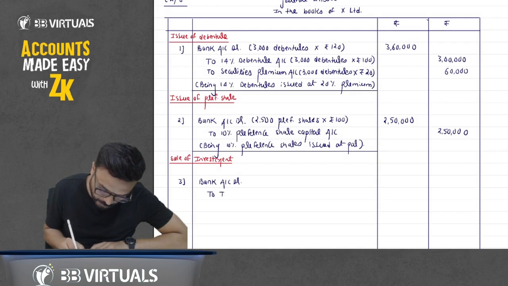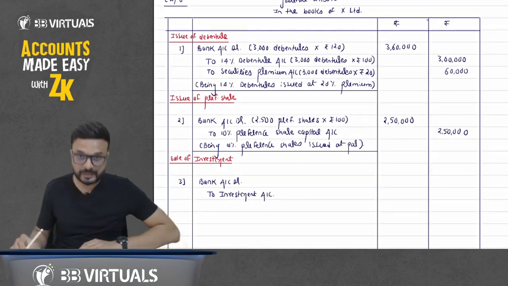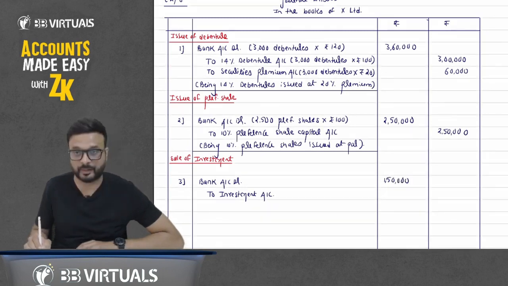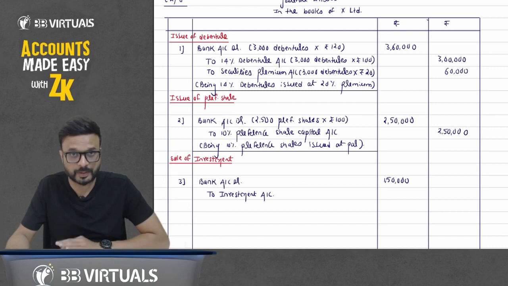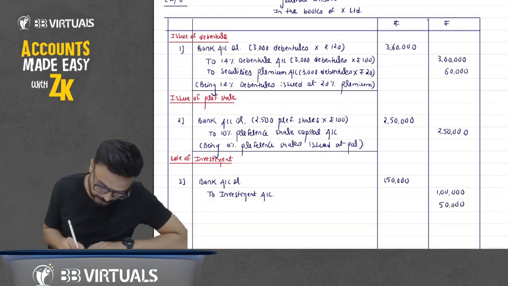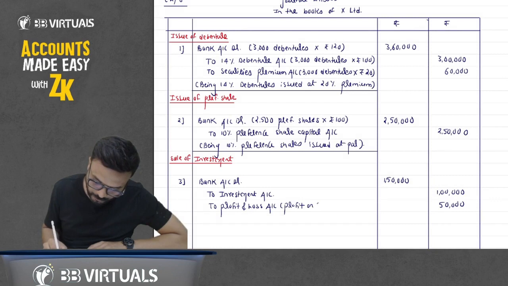So write down here, entry number 3, that is bank account debit to investment account. So we are selling at rupees 1,50,000. So how much will we receive? We will receive 1,50,000. But what is the cost of investment? The investment is of rupees 1 lakh. So to investment account, 1 lakh rupees, and there is a profit of rupees how much? 50,000. So to profit and loss account, that is profit on sale of investment.